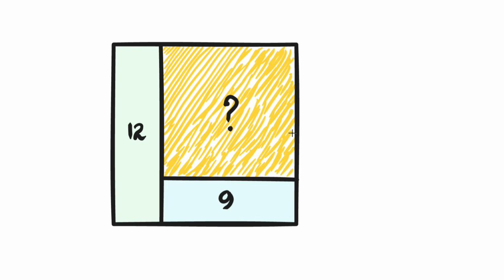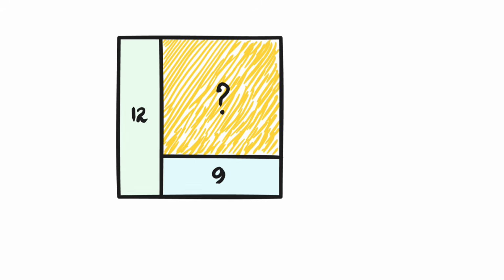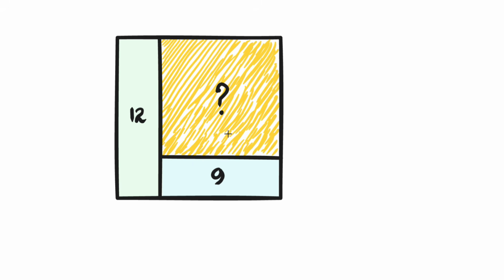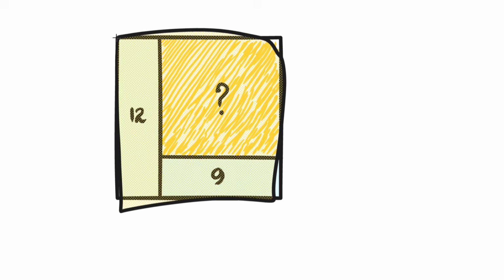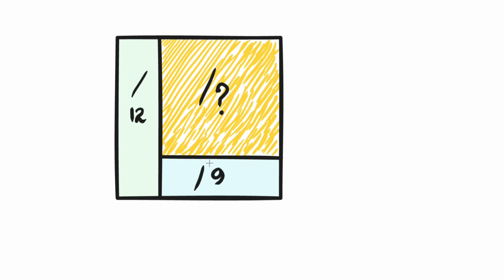Let's solve this geometry problem carefully and pay close attention to the relationship between the three regions, because the main trick is to notice that two of them share exactly the same unknown dimension. We have one large square and it is divided into three parts.